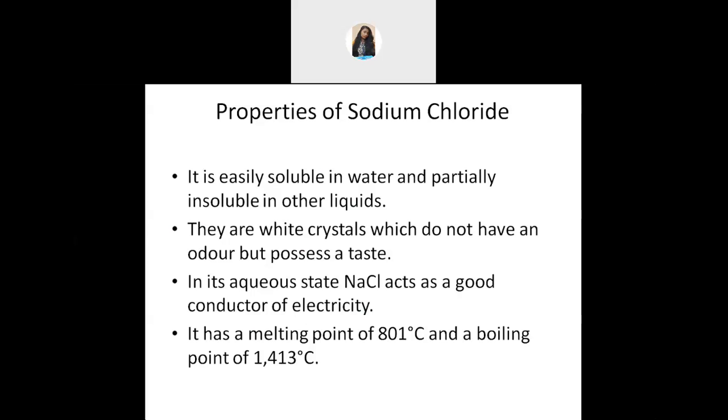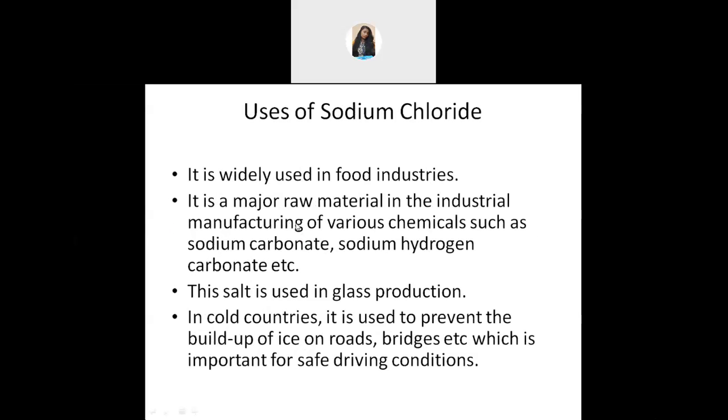In aqueous state, sodium chloride acts as a good conductor of electricity. If you dissolve some sodium chloride in water, because aqua means water, right? So in aqueous state means when we dissolve some sodium chloride in water, that solution can be a good conductor of electricity, meaning electricity can pass through it. Next point is it has a melting point of 801 degrees Celsius and a boiling point of 1413 degrees Celsius. Next we have uses of sodium chloride.